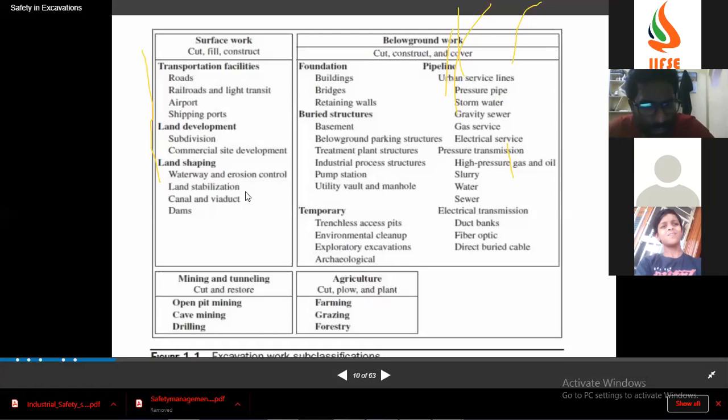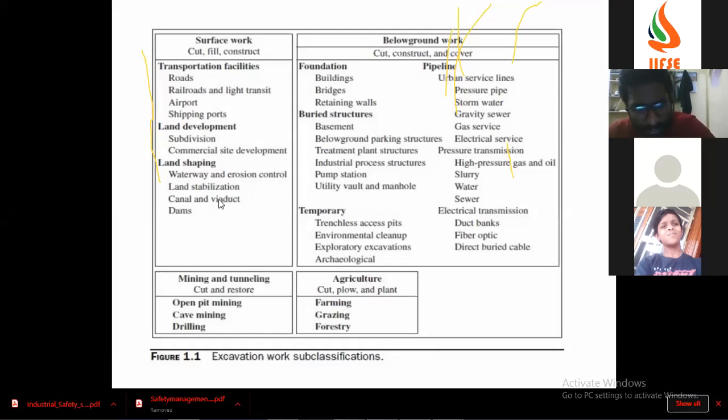Land stabilization. In land shaping, how will you do land stabilization? By removing the upper layer. When do they do land stabilization? When there is undulation going on. Undulation is when pressure on a surface makes it sink down like a pit.